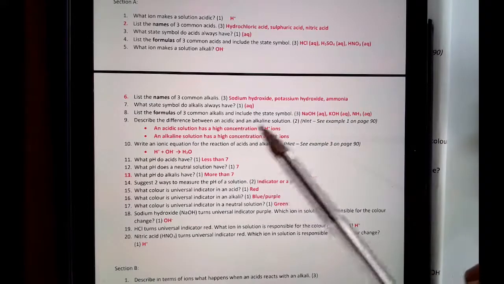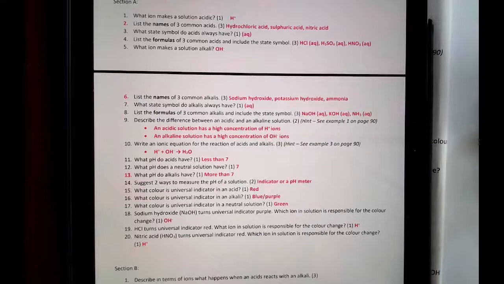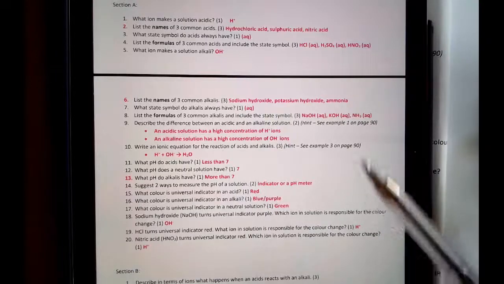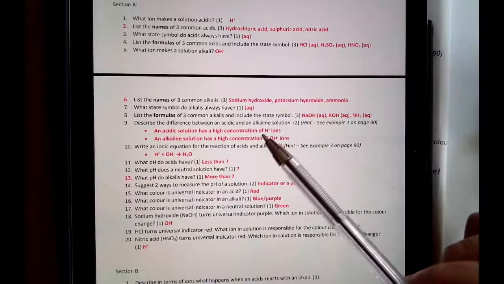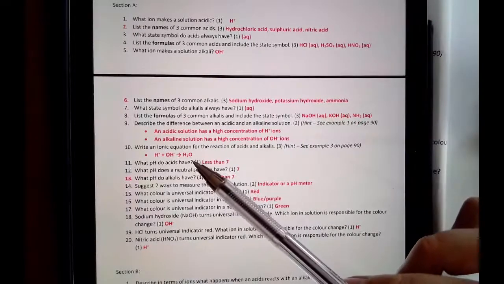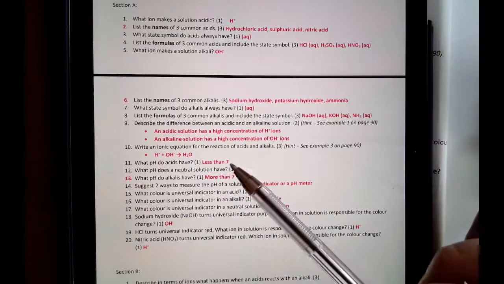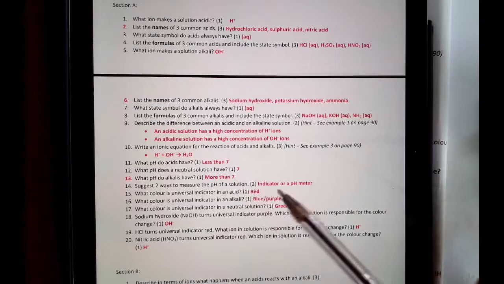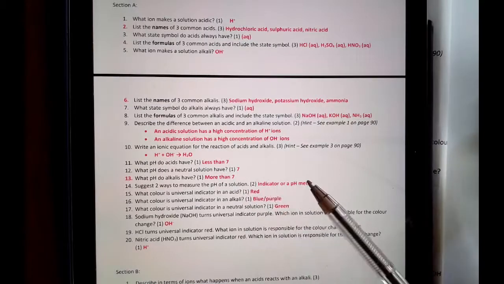The difference between an acidic and an alkaline solution, we saw this in the worked examples. Acidic solution has H plus ions, an alkaline solution has OH minus ions. As long as you're mentioning the H plus for the acid and the OH minus for the alkali, you'll get the marks. There's your ionic equation. Acids less than 7, neutral 7, alkali more than 7.